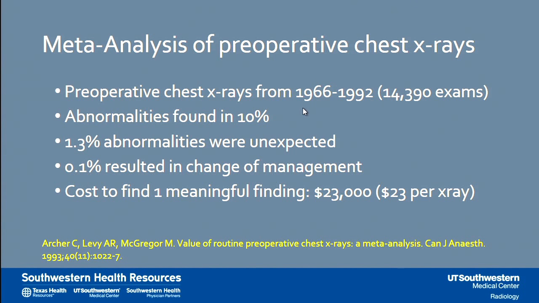They did find abnormalities in about 10% of the cases. However, only 1.3% of those abnormalities were unexpected, and even less, 0.1%, resulted in a change of management. That's 1 in 1,000. In 1993, the cost of a chest x-ray was $23. That means you'd have to do 1,000 x-rays and spend $23,000 to find one actionable item.